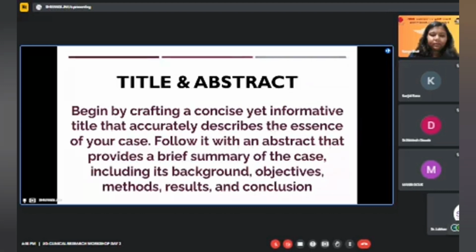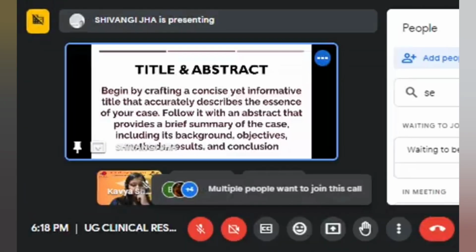So let me introduce what an abstract is. It's a brief summary of the case, including its background, objectives, methods, results, and conclusion. And let me tell you a rough word limit for an abstract. It's around 50 to 80 words, not exceeding 80 words for the international journals and not extending 50 words for the national journals.